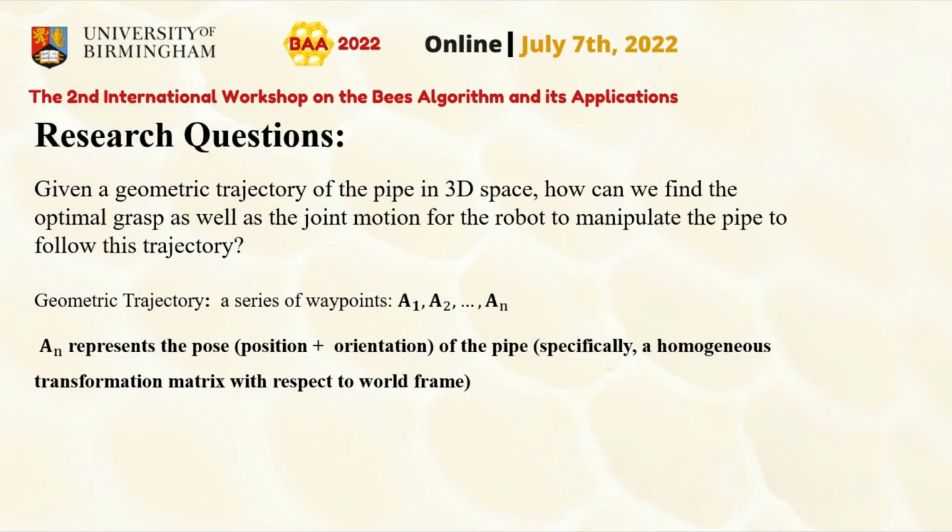In this work, we assume the trajectory of the object being manipulated is predefined and given as a series of waypoints. Therefore, the research question becomes, given the geometric trajectory of the pipe in 3D space, how can we find the optimal grasp as well as the joint motion for the robot to manipulate the pipe to follow the trajectory? Here, the joint motions are only planned on the geometric level. That is to say, no velocity or acceleration is considered.